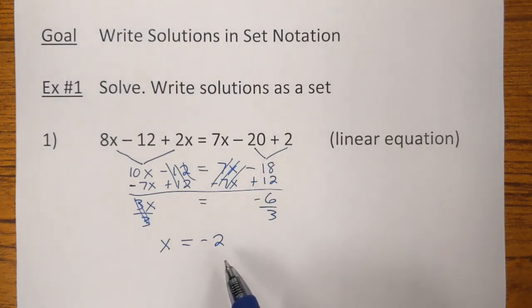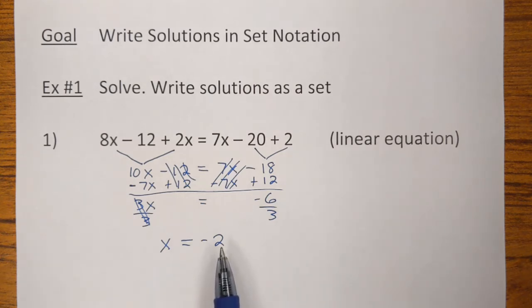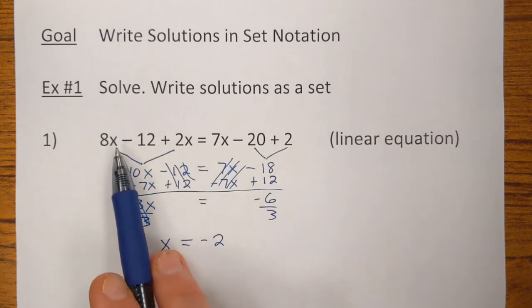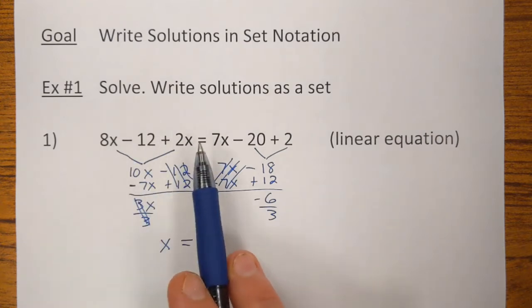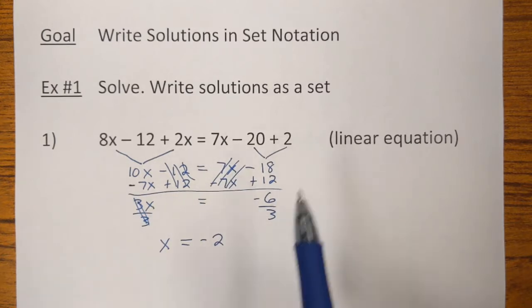Now, negative 2 is the only solution to this equation. This is the only value of x. Negative 2 is the only number that you could plug in for x into all of my x's, and it would make the left-hand side equal to the right-hand side.